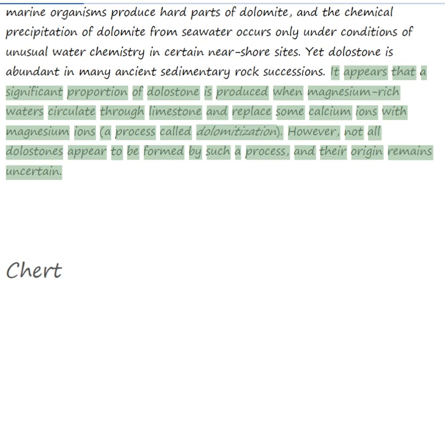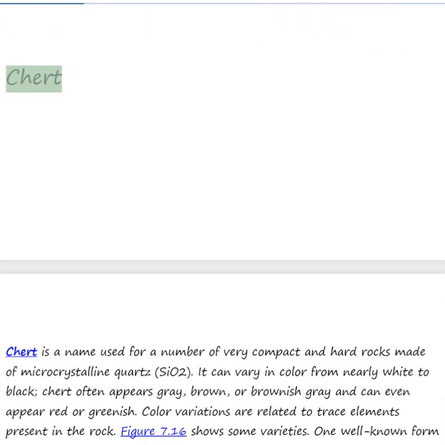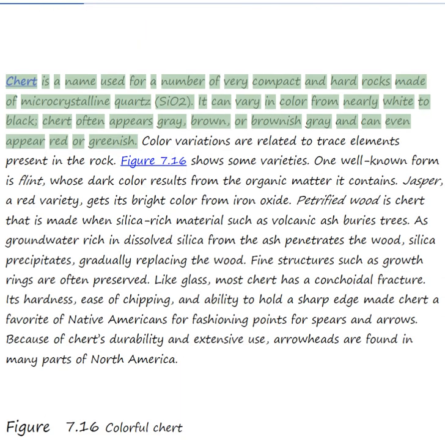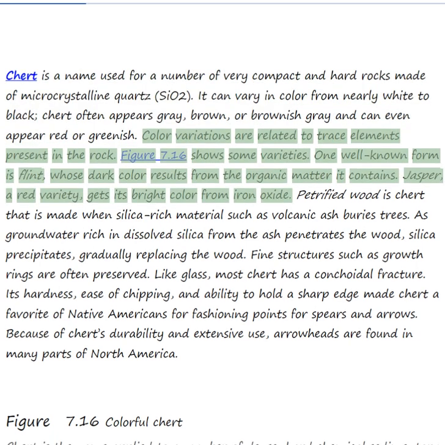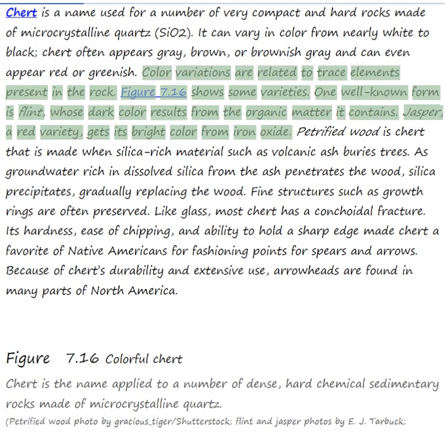Chert. Chert is a name used for a number of very compact and hard rocks made of microcrystalline quartz. It can vary in color from nearly white to black. Chert often appears gray, brown, or brownish-gray and can even appear red or greenish. Color variations are related to trace elements present in the rock. Figure 7.16 shows some varieties.